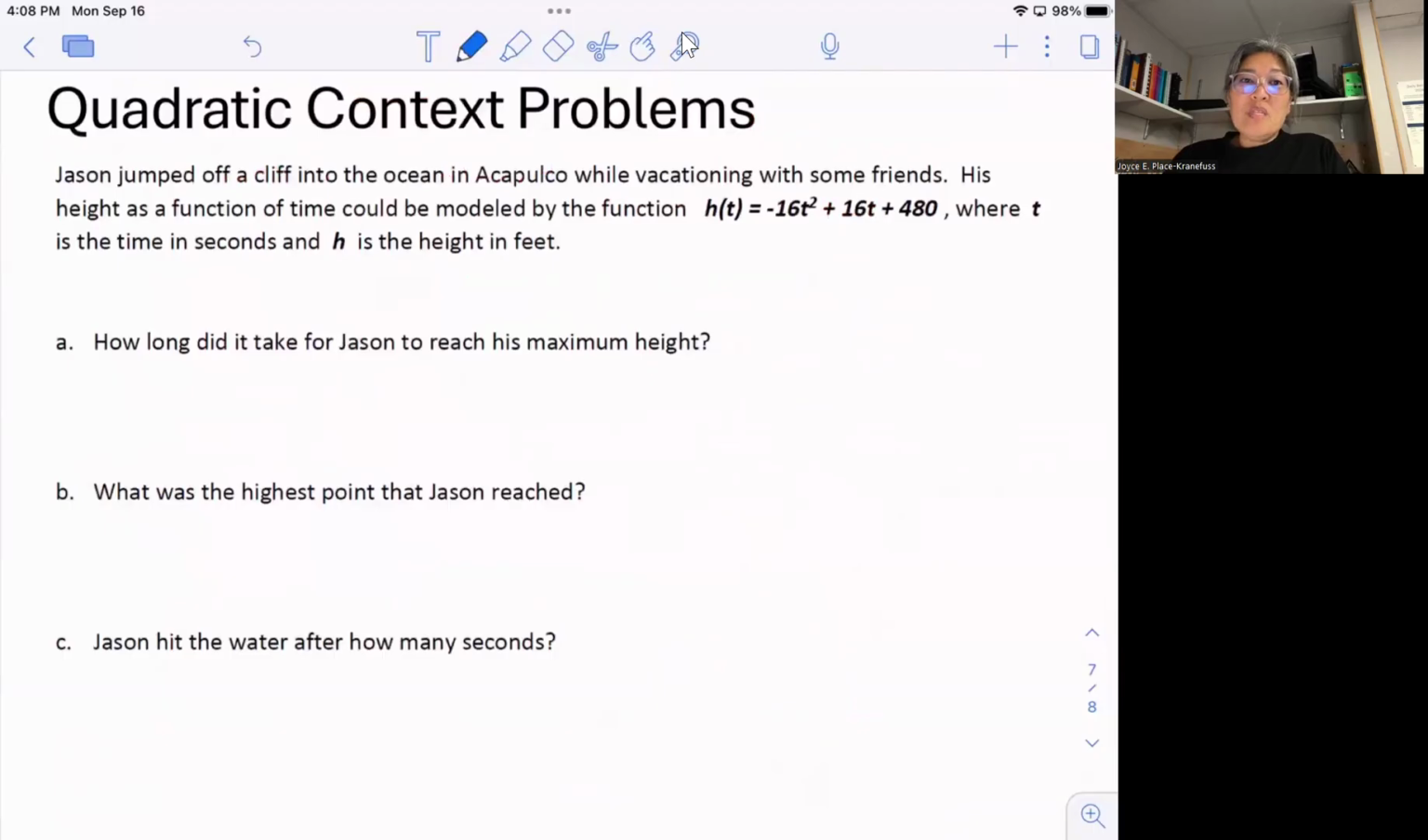Now, Jason is jumping off a cliff. I did tell you guys we were going to mix some physics into our math because we're going to talk quadratics. So we're mixing physics into math today. Jason jumped off a cliff into the ocean in Acapulco while vacationing with some friends. His height as a function of time can be modeled by this equation.